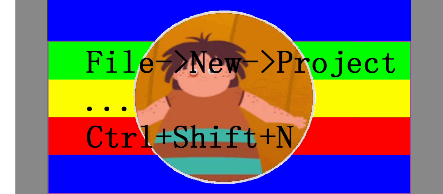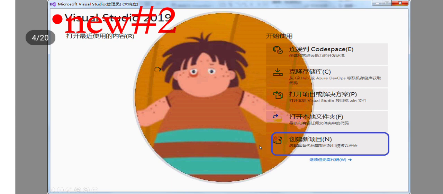The accelerator key is Ctrl+Shift+N. In Visual Studio 2020, hold Ctrl and Shift, then press N. It can also launch the Create Project dialog. This looks like Visual Studio C 6.0, but it's very, very large. The function is magnificent.